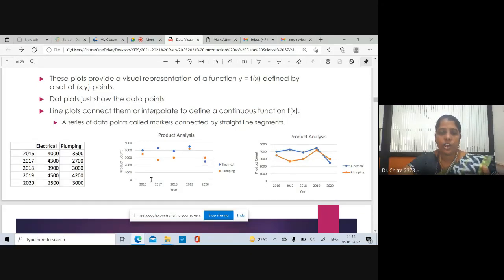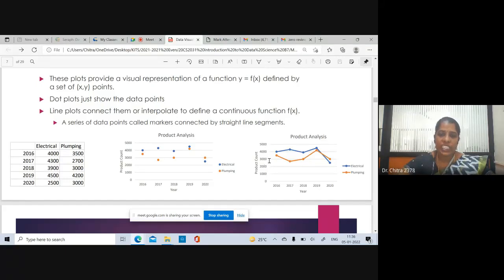So this is the dot plot and this is the line chart. Remember this: when you are drawing the dot plot or the line chart, the categorical data are placed on the x-axis. The horizontal axis is the x-axis and the vertical axis is the y-axis. Use the horizontal axis for the categorical data and the vertical axis for count, purely for count.